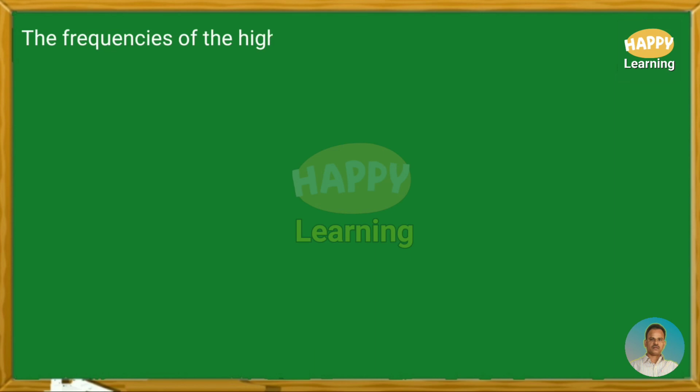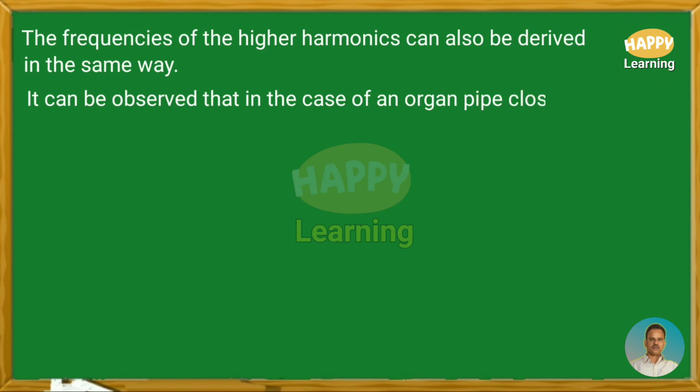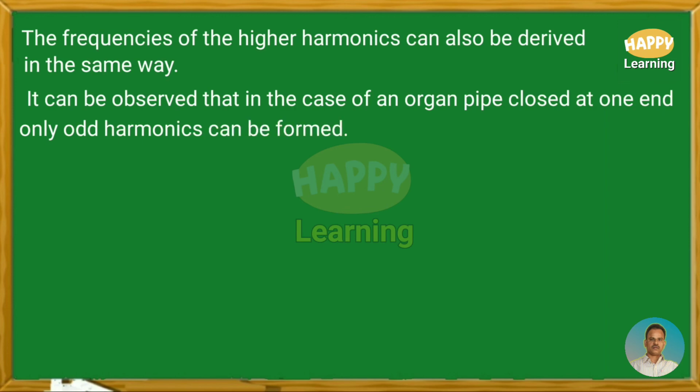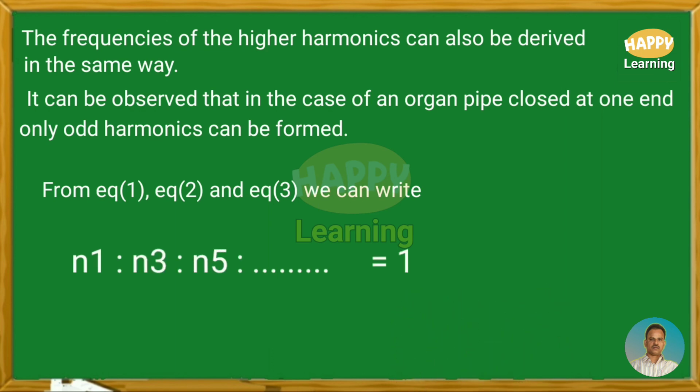The frequencies of the higher harmonics can also be derived in the same way. It can be observed that in the case of an organ pipe closed at one end, only odd harmonics can be formed. From equation 1, equation 2 and equation 3, we can write N1 is to N3 is to N5 is to, and so on, is equal to 1 is to 3 is to 5 is to, and so on.